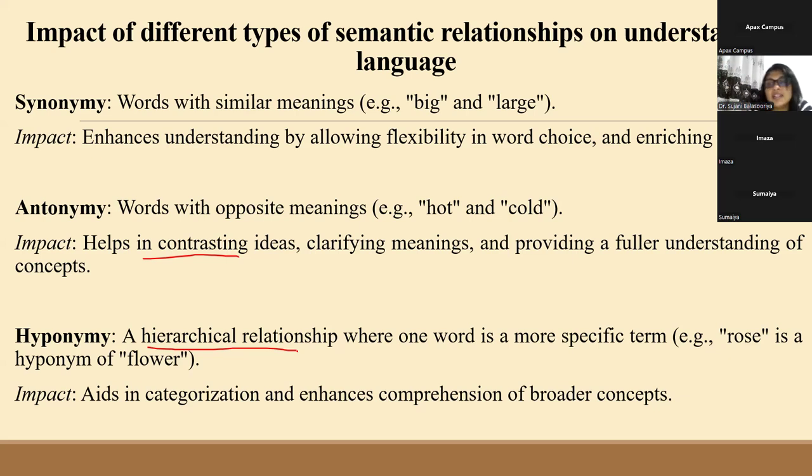You can easily understand this with the example of rose and flower. Rose is the hyponym of flower. Now, what do you think about the relationship between the two words rose and flower? There are so many flowers, and rose is only one type of flower. Then what is the more general term? You tell me. The more general term, is it rose or flower?